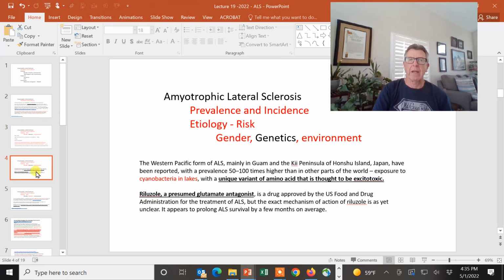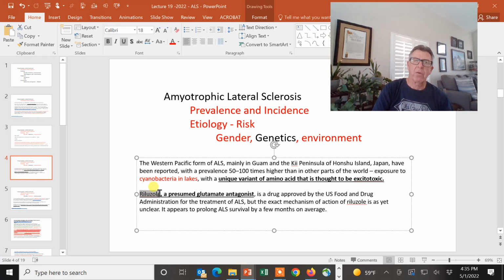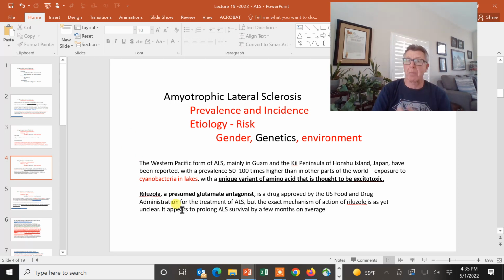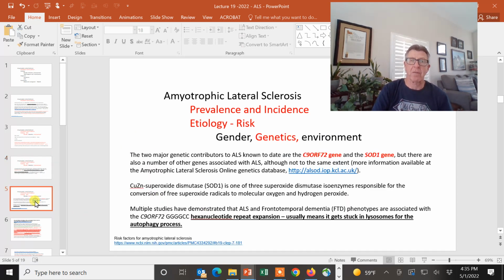There was a unique outbreak where the prevalence was 100 times higher than anywhere else in the world, and it was found out that it was in Guam, and the people were exposed to this form of bacteria in lakes, and it ended up being just like glutamate. So that was where the whole excitotoxic theory came out. And one of the key drugs used to treat ALS, Riluzole, is a glutamate receptor antagonist. So there is kind of an agreement that there is an excitotoxicity.